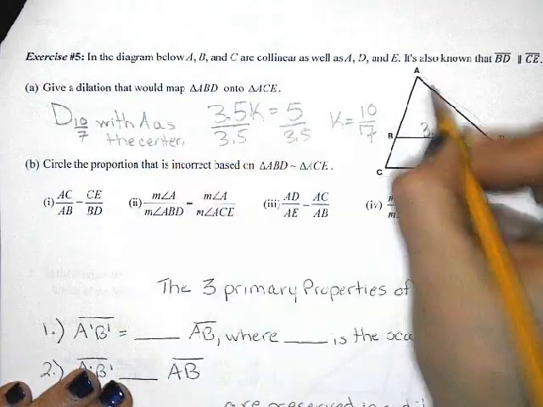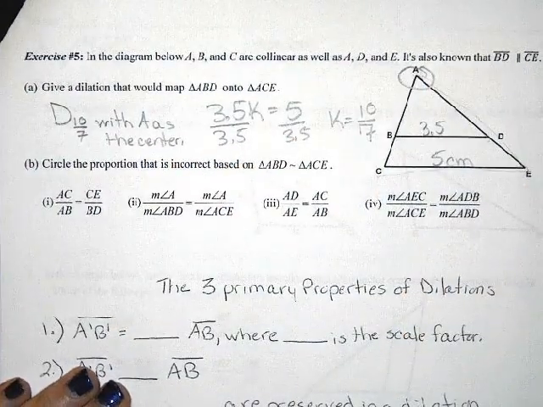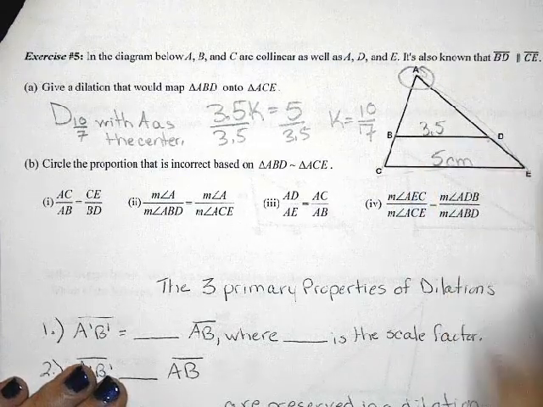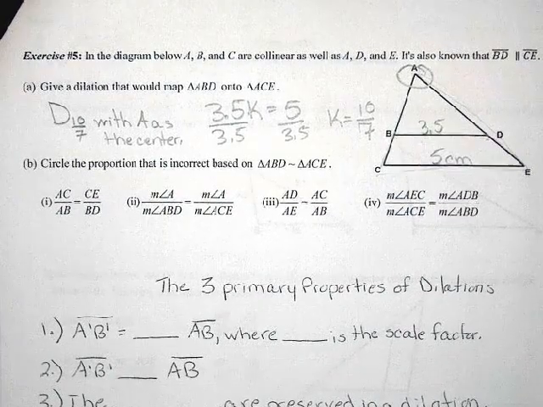How do I know that again? A didn't move. B dropped to C and D dropped to E.